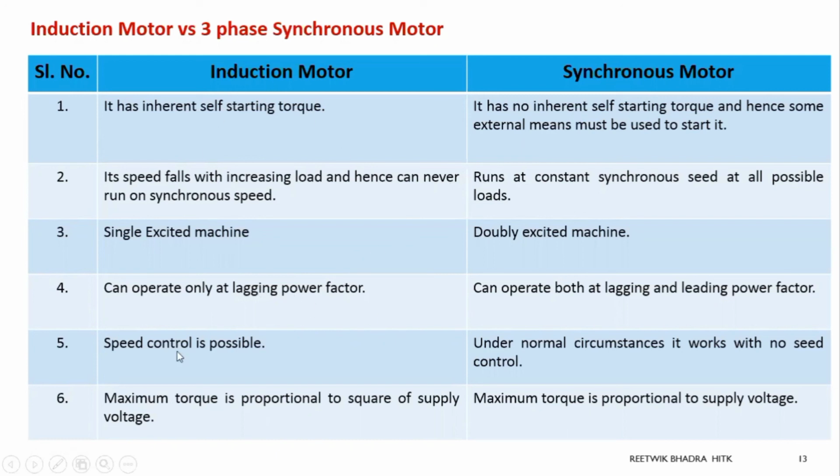And in this case, we had also seen maximum torque is dependent on the square of the supply voltage. When you derive the equation for the synchronous motor, you will see it is dependent on supply voltage only. Over here, it is dependent on the square of the supply voltage. This is dependent on supply.